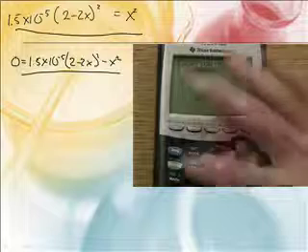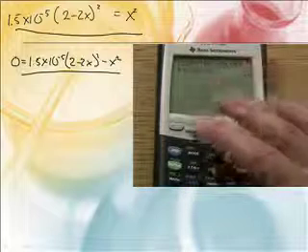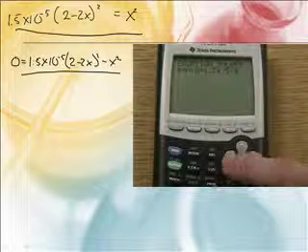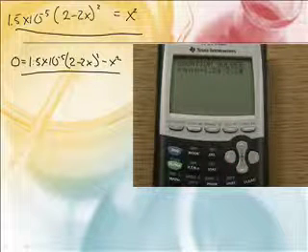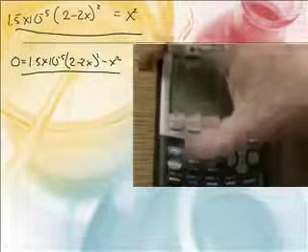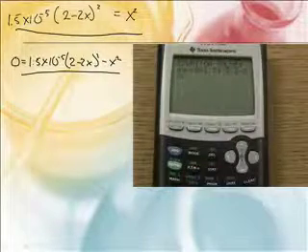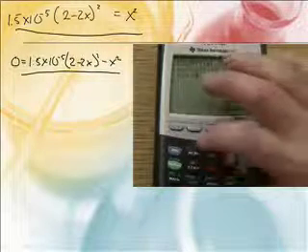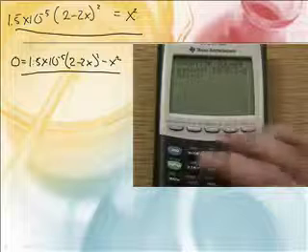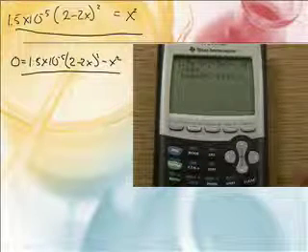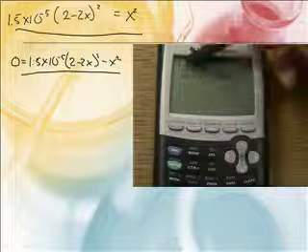I'll type 1.5, second function EE, negative 5, parentheses, that's the times, 2 minus 2. Now the x button, if you don't know, is right next to the alpha button. So I push the x button, parentheses, squared, minus x squared. Good? Push enter. And now I have this thing, and I've got an x here.